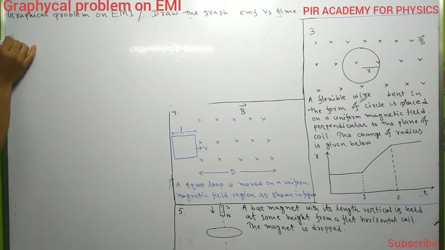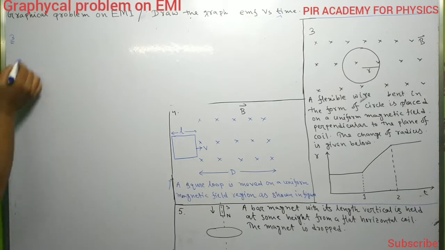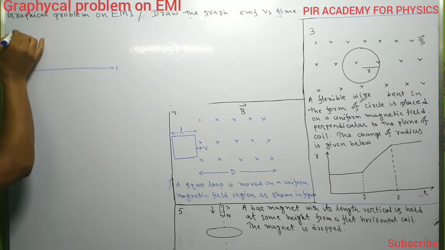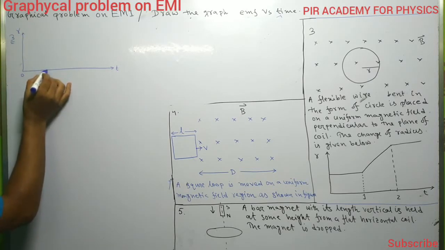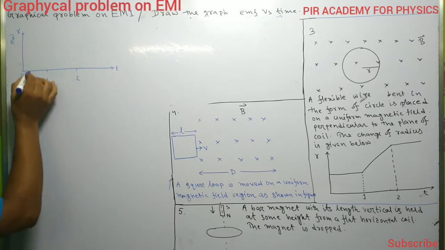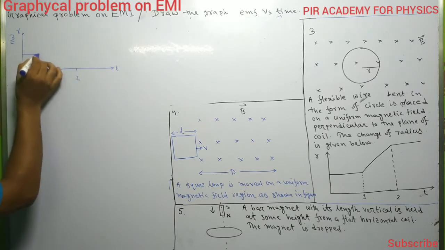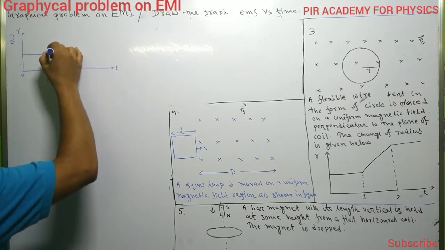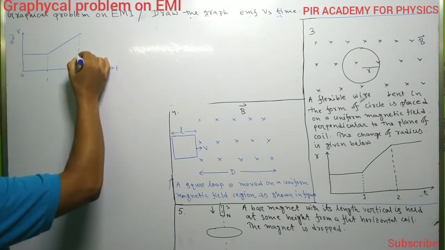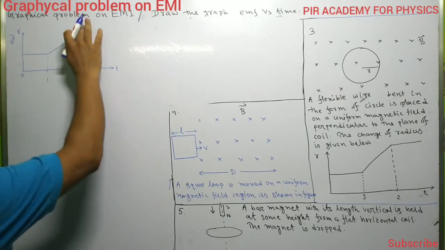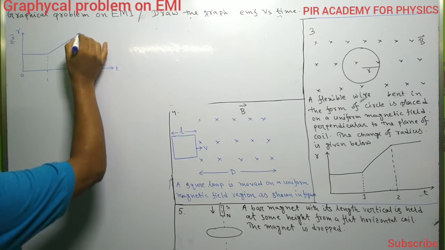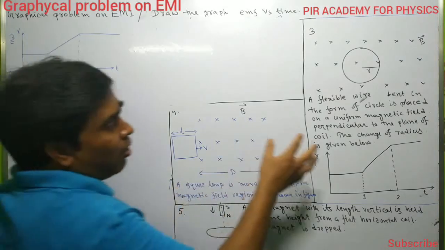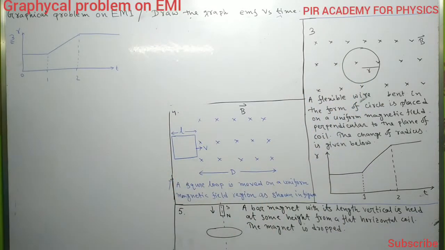Number 3 problem. Here the change of radius of the loop is in this fashion. That means 0 second, here is 1 second, here is 2 second. 0 to 1 is constant. Then 1 to 2 is increasing. After that, this is constant. So you have to calculate the induced EMF first.